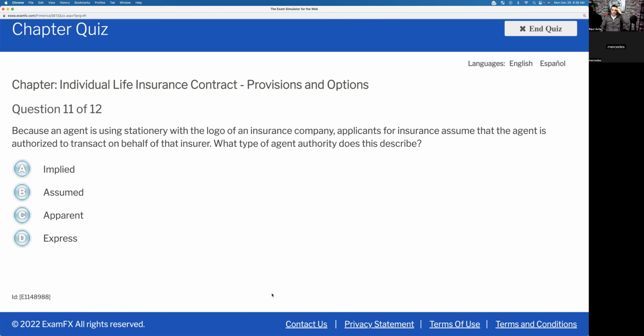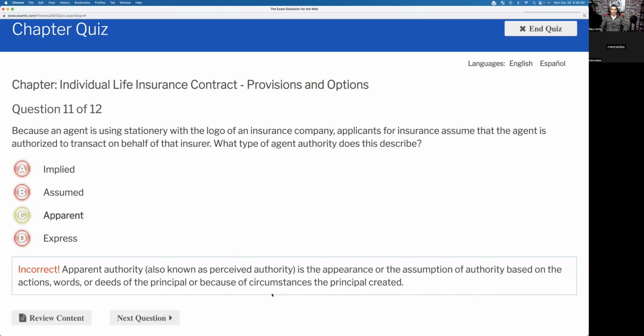Agent is authorized to transact. This is assumed. I'm gonna go with assumed. The answer is apparent. Damn, assumed and apparent are such similar words, you know. I had no idea on this one. Apparent authority, also known as perceived authority.